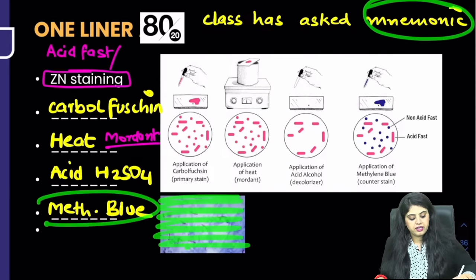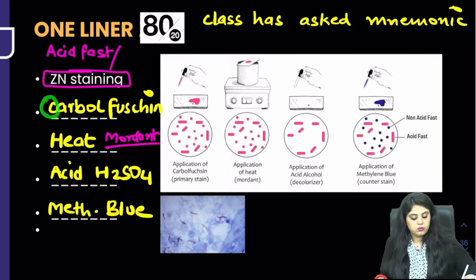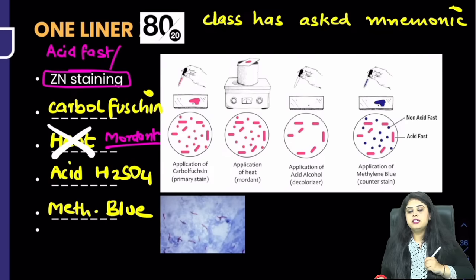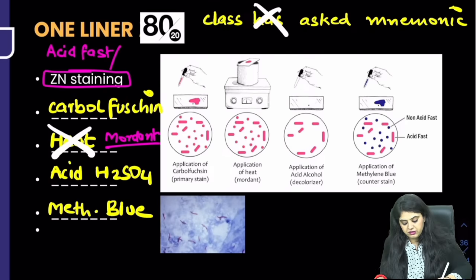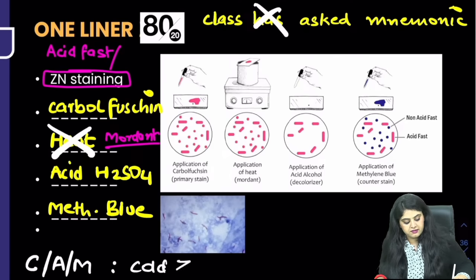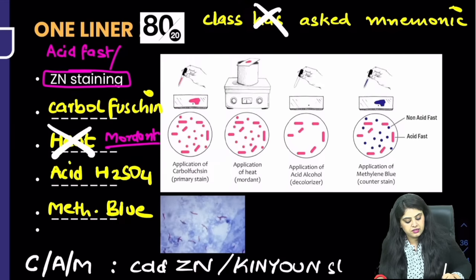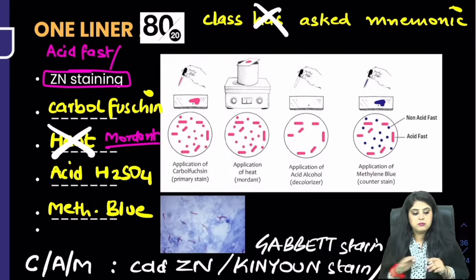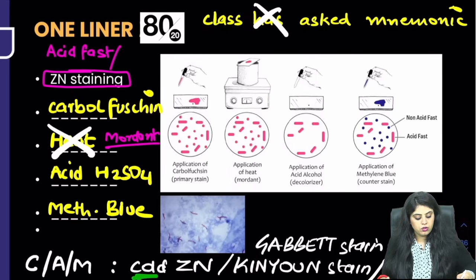And finally, the background is blue. Why is it blue? Because I have used something called methylene blue. In the class has asked mnemonic, remove the heat. Now what does it become? If I remove this, what is that modification? It becomes the cold ZN stain. Very good. Cold ZN stain, a previous year question of INI-CET, is the Kinyoun stain. And another question that came is, it is also known as the Gabbett stain. It means everything means the same thing, whether they say cold or Kinyoun or Gabbett, it's all the same thing.